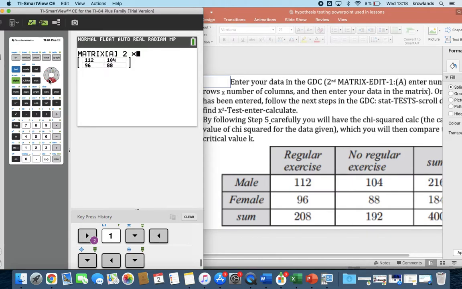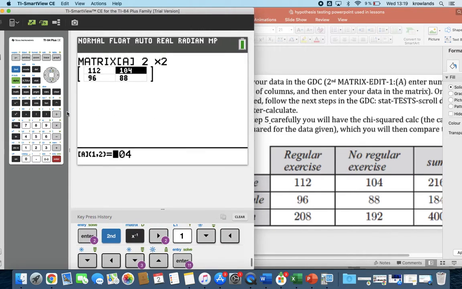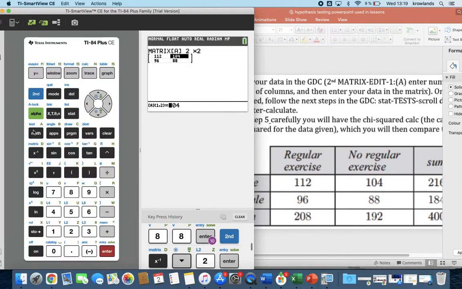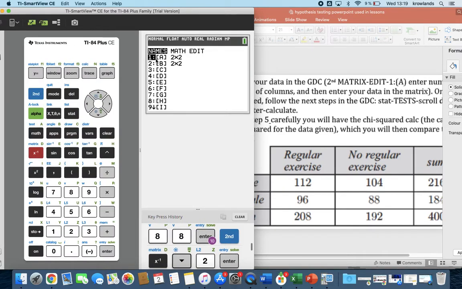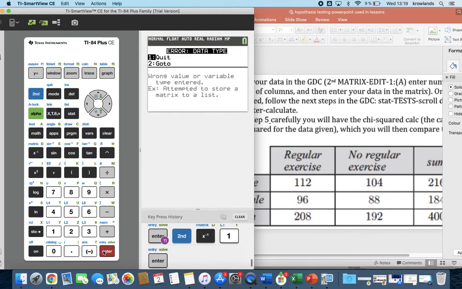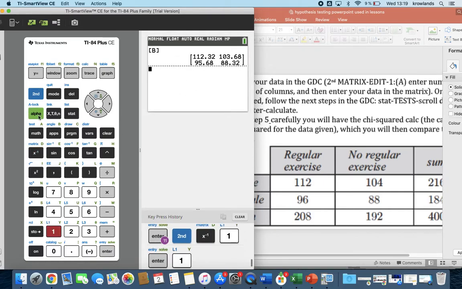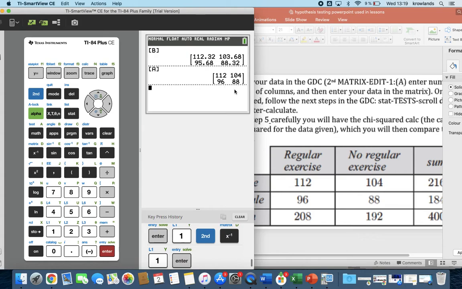So once we've put in the data, which I've already done before, you need to press enter. And each of these numbers will go in one by one. Now, if you go back to the matrix menu, you can see that I can now observe what I've put into A. So if I press number 1 and enter, you can see that A is going to have these values 112, 104, 96 and 88, which matches with this.